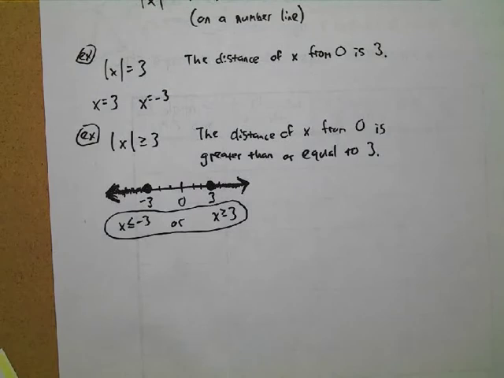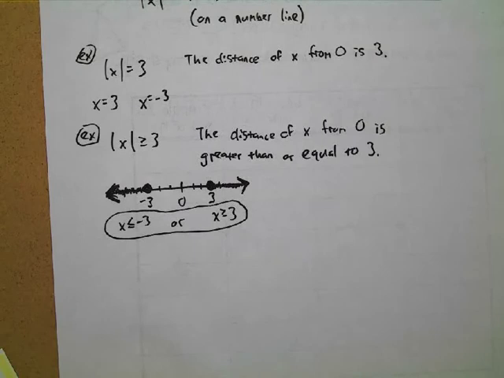Okay, so what happened, right? In an equation, when we have that absolute value isolated like this, we split it into two equations. One where it stays the exact same, right? x is equal to 3. One where we switch it to the opposite, right? Positive 3 becomes negative 3. What happens with the inequality?